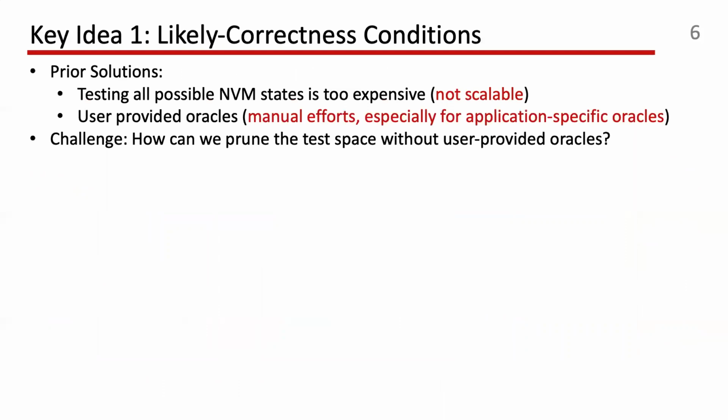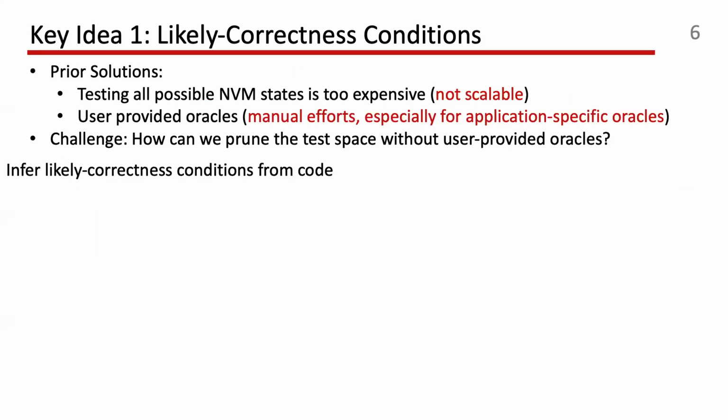There are two prior solutions to detect persistence bugs. One solution simply tests all possible NVM states, which is too expensive and not scalable. The other one relies on user-provided oracles to prune the test space. This solution needs manual effort, which is error-prone, especially for devising application-specific oracles. So the challenge here is, how can we prune the test space without user-provided oracles?